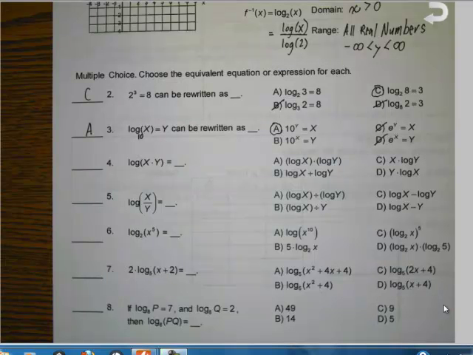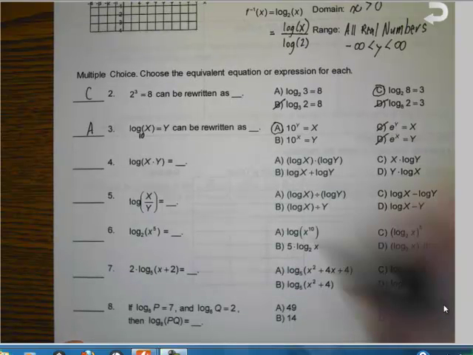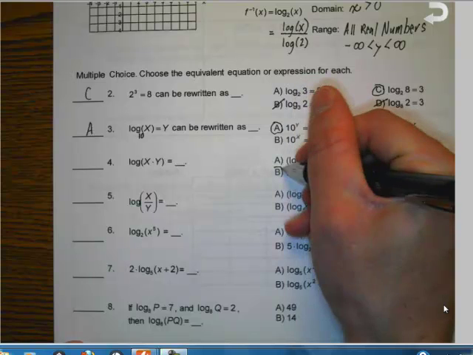For number 4, what is the operation between the terms? And so when you multiply the terms, what do you do to the logs? Add the logs. The only one where they are adding both logs is B.